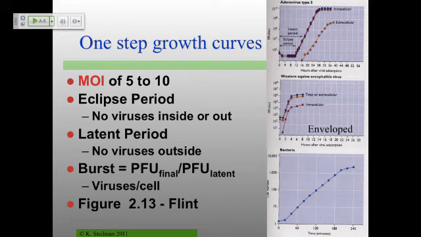A lot of people also talk about the so-called burst, and this is just the number of PFUs, plaque-forming units, that you have at the end divided by the number of PFUs that you have in the latent phase. So, latent phase, you see it's not 0. Why is it not 0? Yeah? Because there's viruses inside the cell.